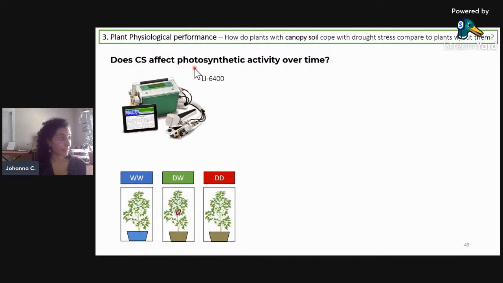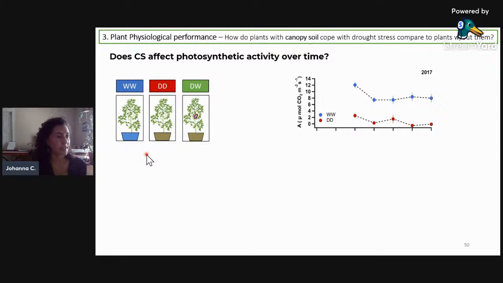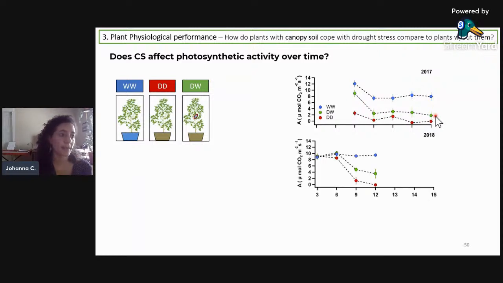Finally, we measured photosynthetic rate with the Licor. Again, we are expecting higher photosynthesis for the well-watered plants and lower photosynthesis for the completely dry plants. And then what we see in these two years is that again, DW plants were in between both treatments, and same thing for 2018. Here they started the same at the beginning, but then in the middle, they ended in between the two treatments, well-watered and the plants with Canopy Soil.